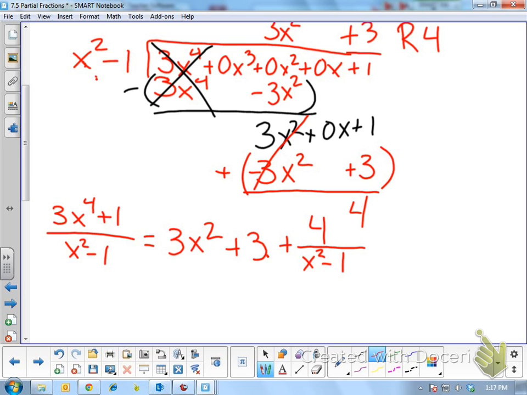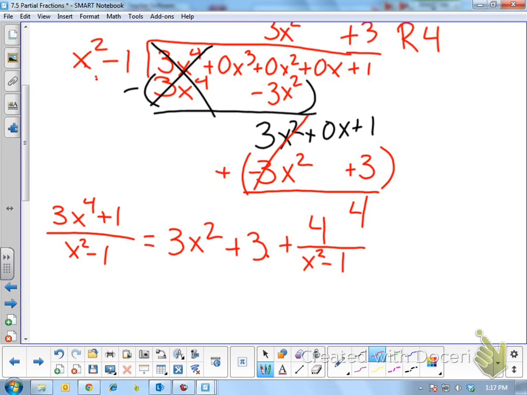Next we plug in -1 to get rid of b. If I substitute -1 everywhere I see x, I would get 4 equals -2 times a. The b disappears because we multiplied by 0, so a is -2. So finally now we have this split up enough that we can integrate.